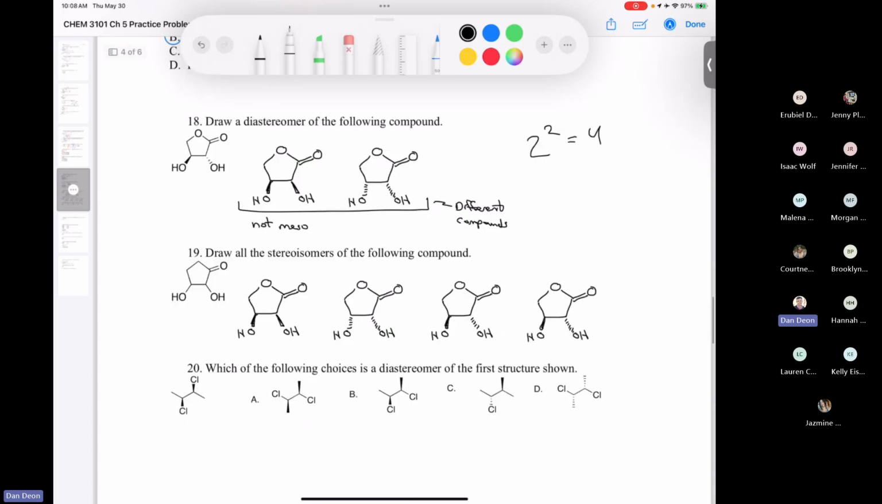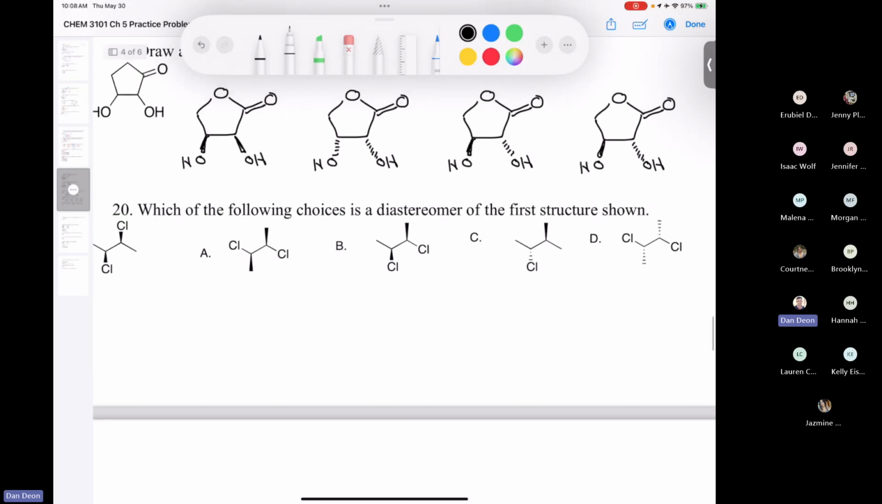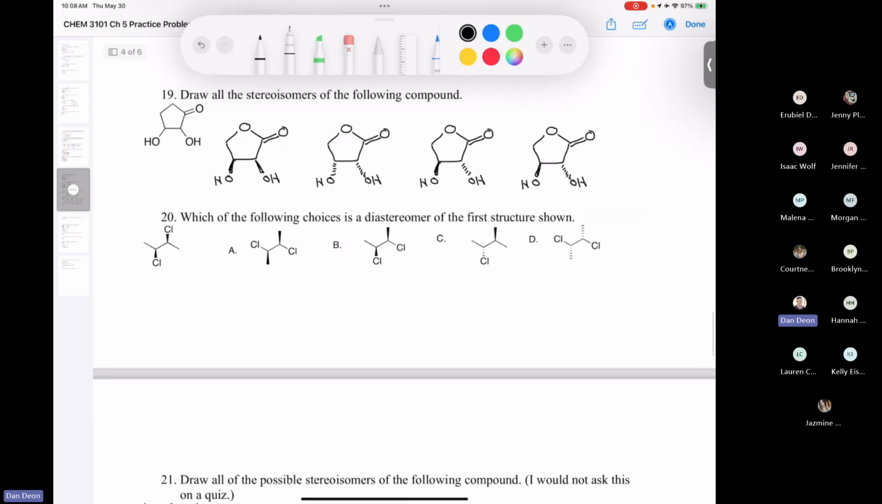All right, next one, it says, oh boy, which one is the diastereomer of the compound? This one's kind of tough because it's difficult to rotate all of these bonds. I mean, there's some of them you can get rid of right away. So it says if you have this compound, I'll circle it in yellow.